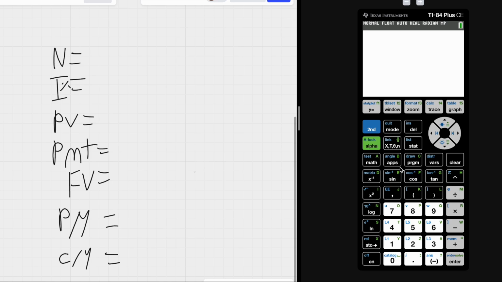To get there, we go to Apps, then Finance, and then TVM Solver, and press Enter. And here we're going to put our data to solve our problems.